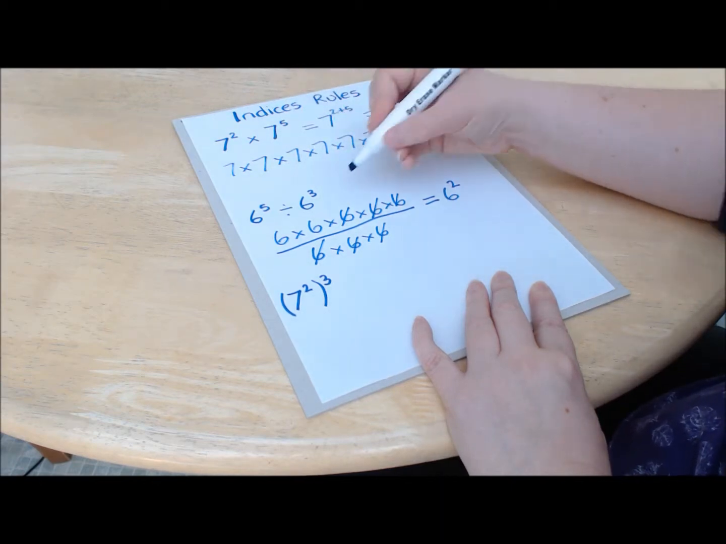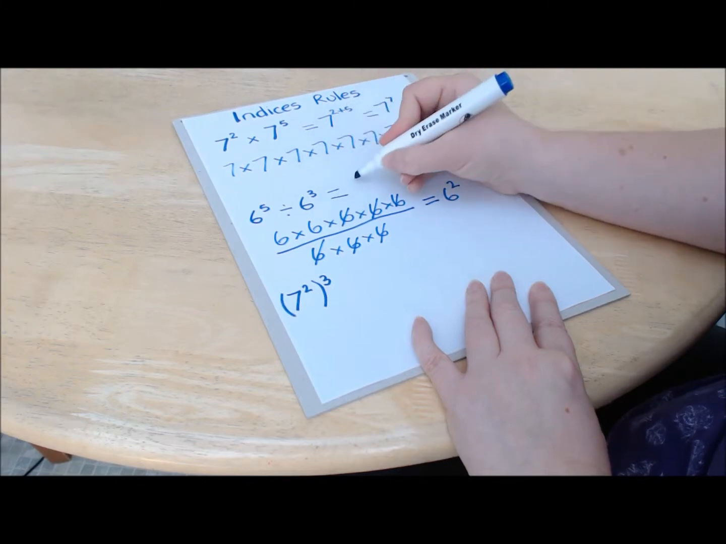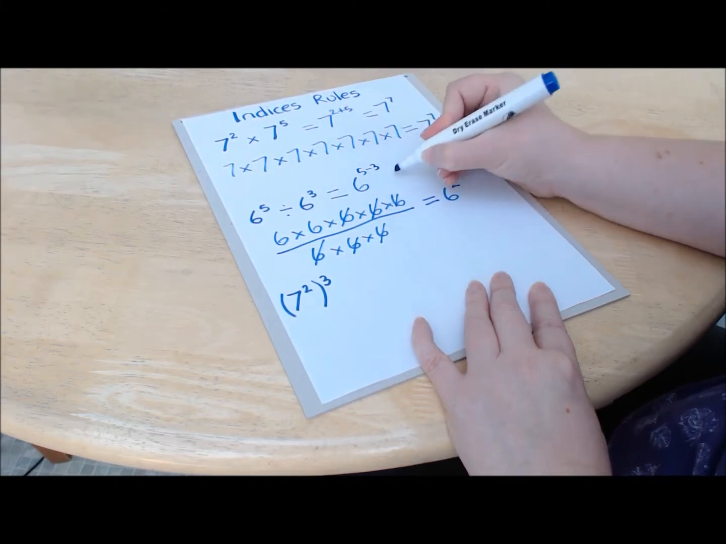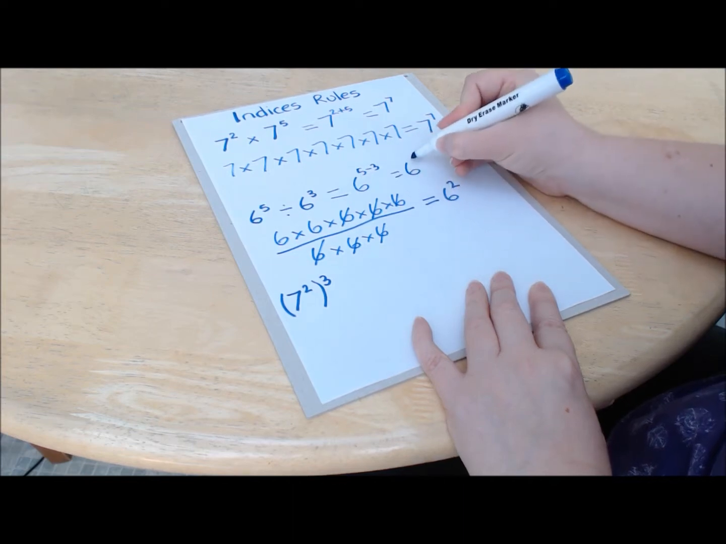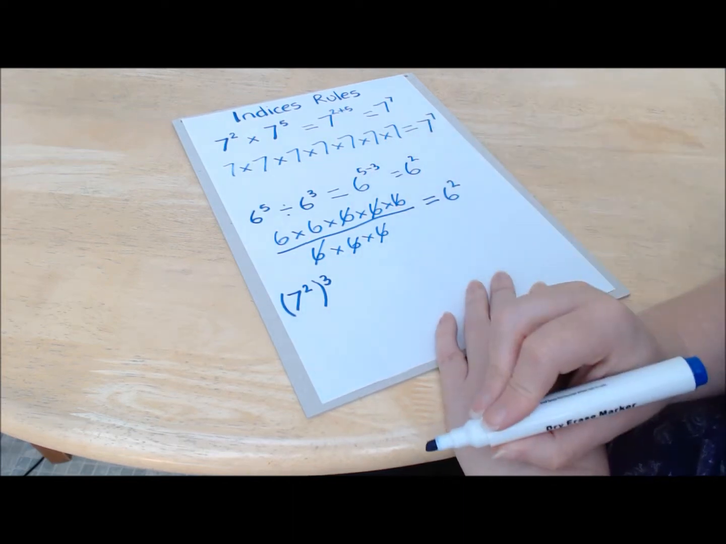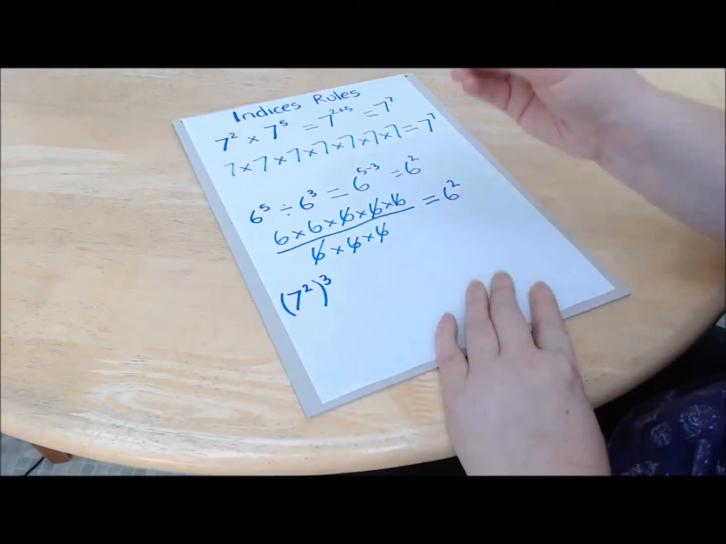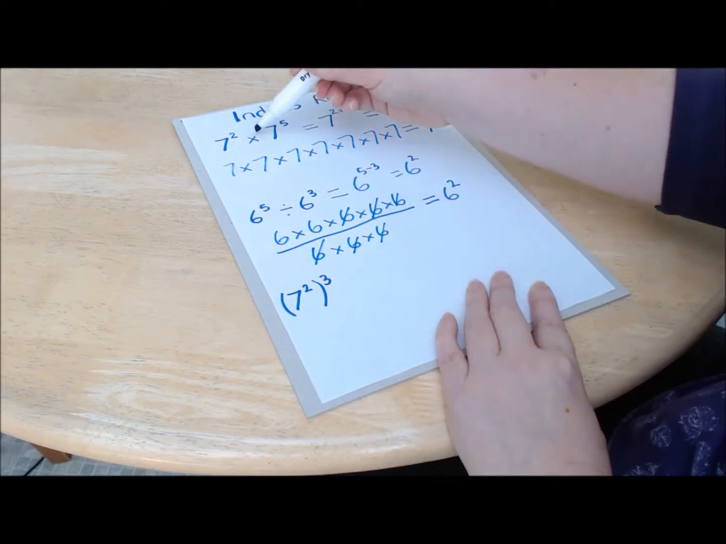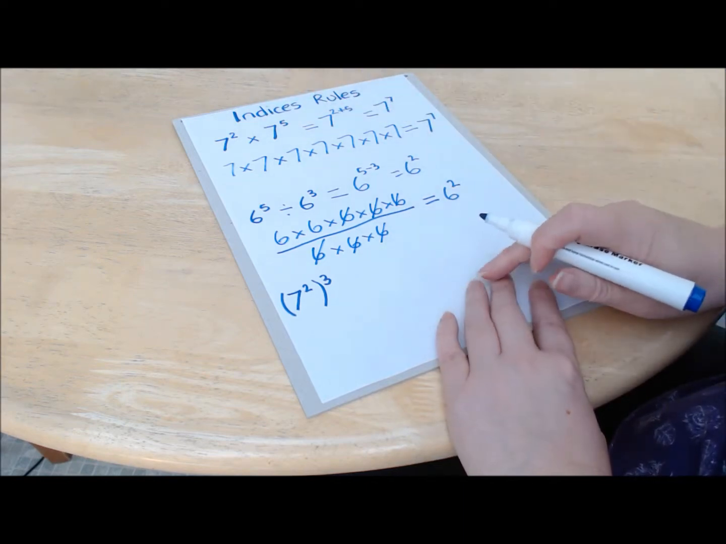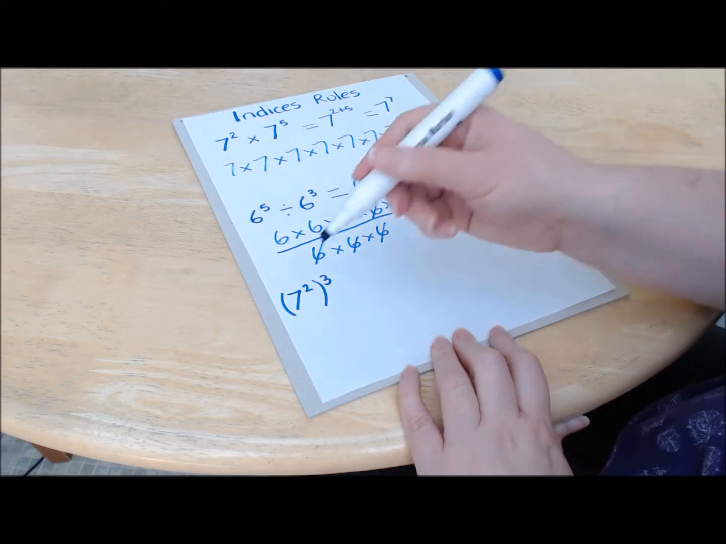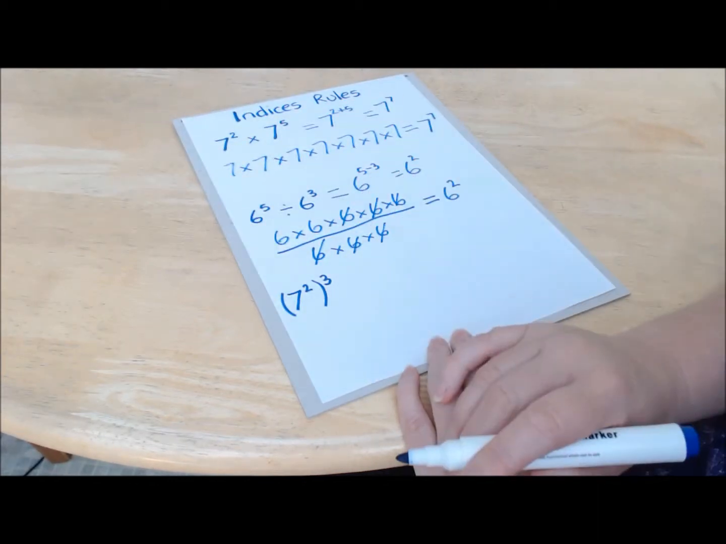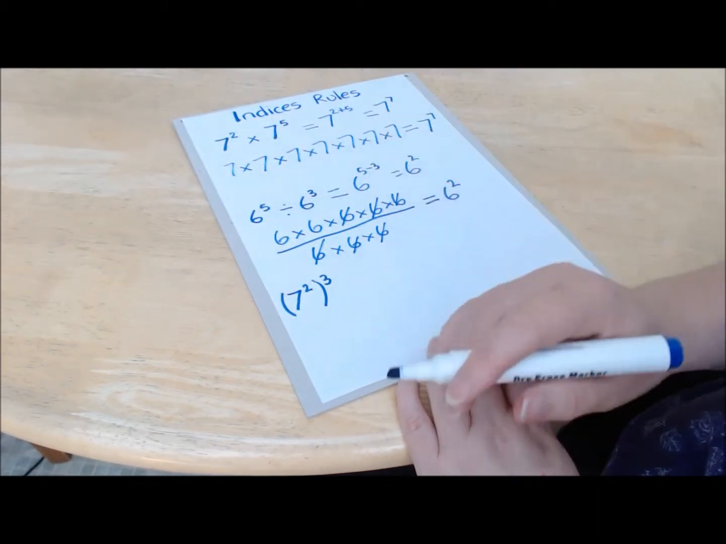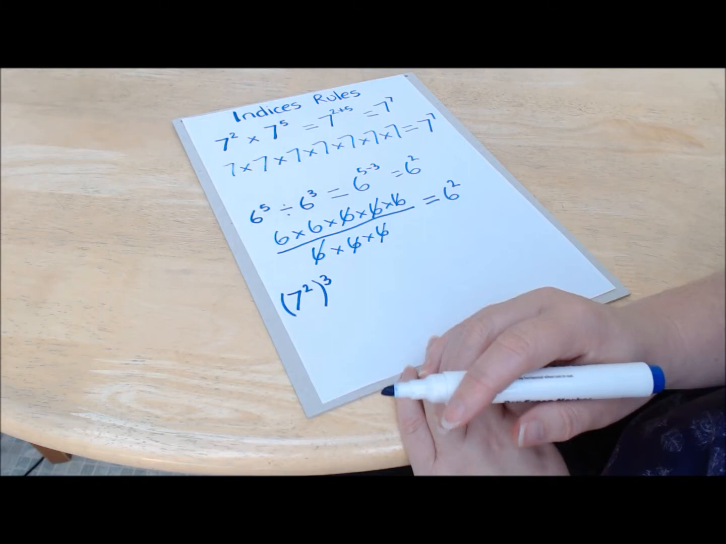So what you can see is we can do 6 to the power of 5 minus 3 to get more quickly to the answer of 6 to the power of 2. So when it's dividing, we take away the powers. When it's multiplying, we add the powers. So the third situation is when we've got one power inside a bracket with another power or indices outside.